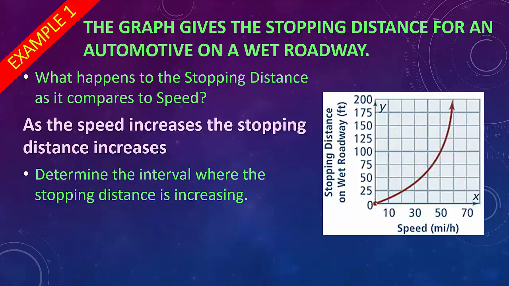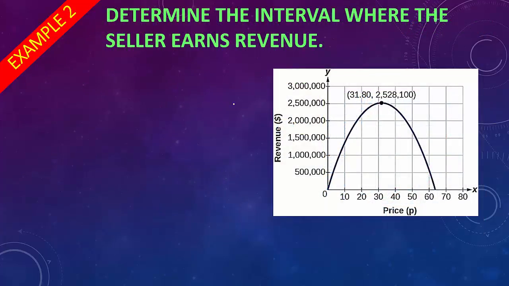Well, it's increasing everywhere from here on. Okay, we're not given a specific interval. We just want to know where it's increasing. Well, it's always increasing. So we would say that x is greater than or equal to 0, or you could say 0 is less than or equal to x. They mean the same thing. Simple enough. Second example. Determine the interval where the seller earns revenue.